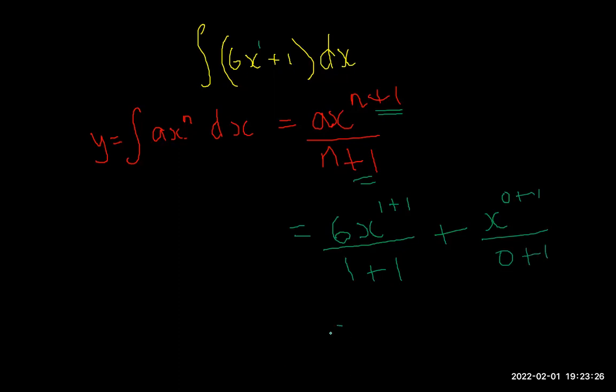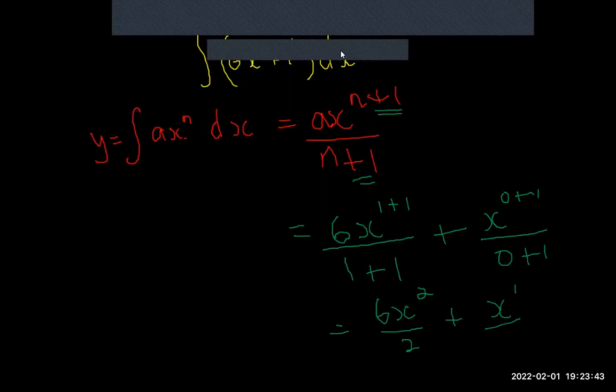If I simplify, 6x, 1 plus 1 is 2, so that's 6x squared. 1 plus 1 is 2, plus 0 plus 1 is 1. So that's x to the power of 1.